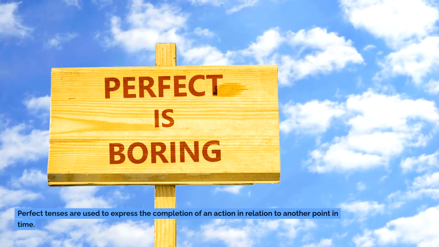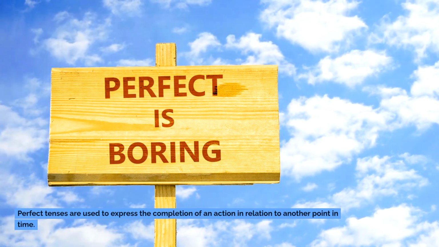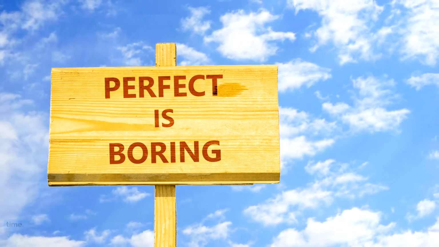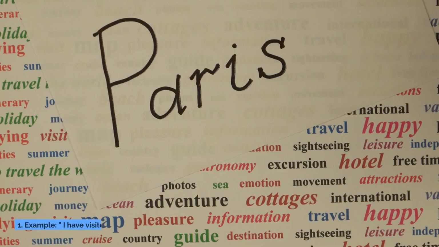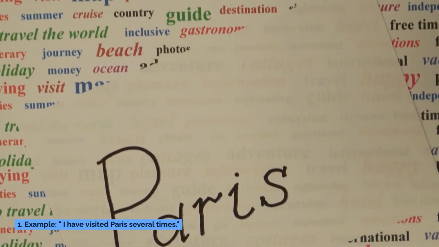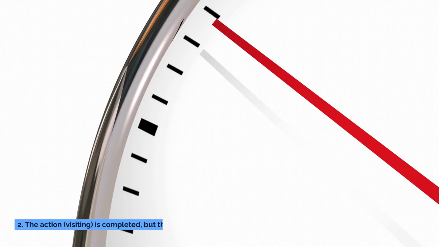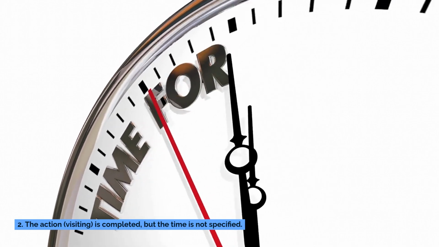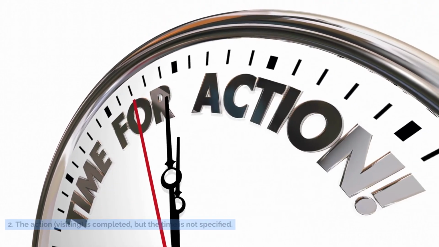Advanced grammar. Perfect tenses. Perfect tenses are used to express the completion of an action in relation to another point in time. Present perfect. 1. Example, I have visited Paris several times. 2. The action, visiting, is completed, but the time is not specified.